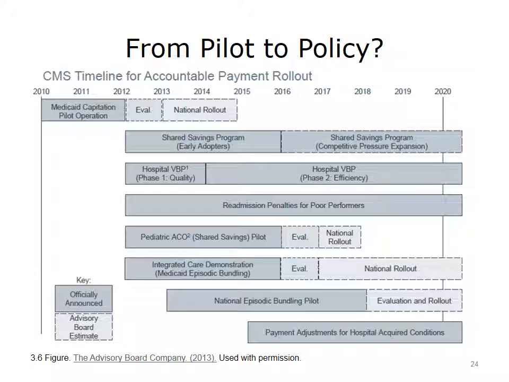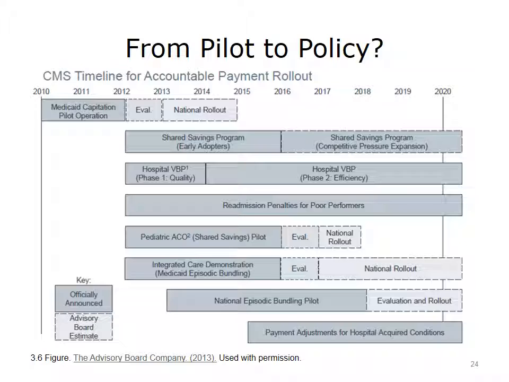CMS provided a timeline for the accountable payment rollout that was part of the Affordable Care Act. Now we're going essentially from pilots to policy. Let's begin in 2010 with the passage of the Affordable Care Act. There were some Medicaid capitation pilots that were evaluated and now are in national rollout. The Medicare Shared Savings Program early adopters started in 2012, with shared savings programs projected to expand in 2016 and beyond.